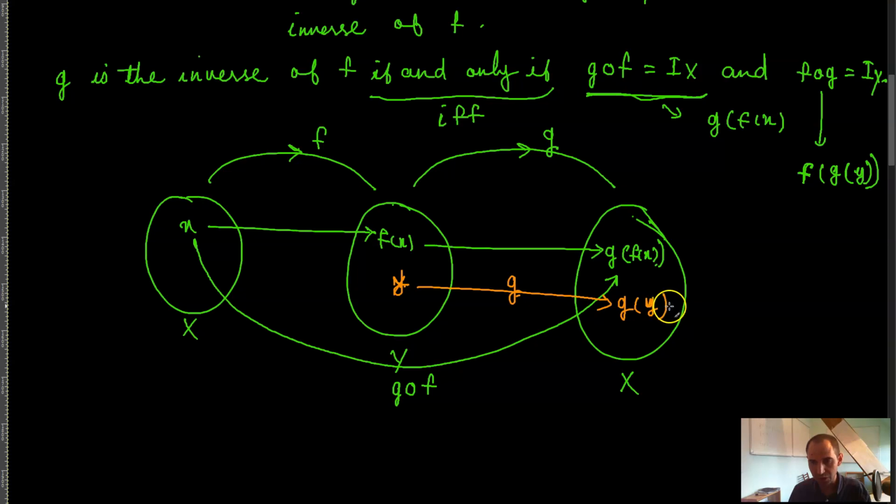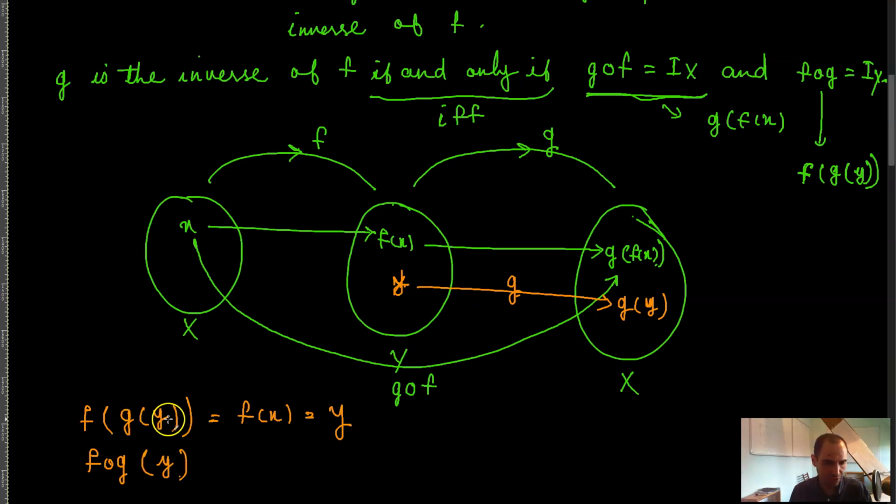If you use the function F over here, you can see that G of Y is actually equal to X. So if I give this G of Y to the function F, I would have F of G of Y, and that's the same thing as F of X, and that's equal to Y. So this function F of G of Y is actually some function that I can write as Y. It takes Y from me and gives me Y back. Therefore, for the same reason, we say that F∘G is equal to I of Y, which is the identity function on the set Y.